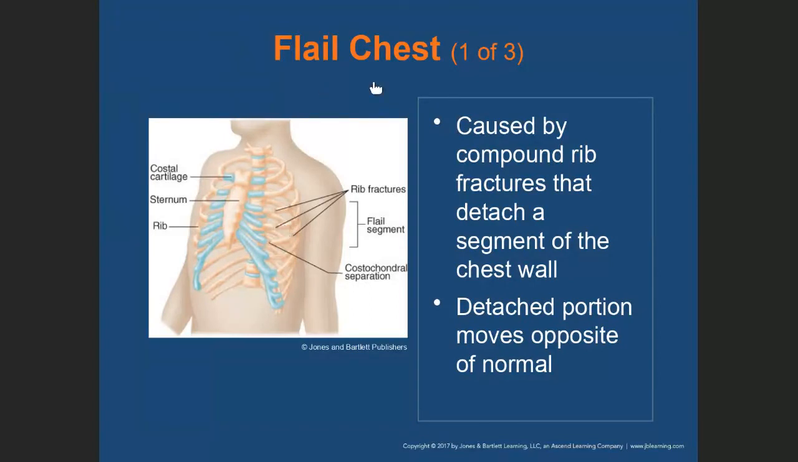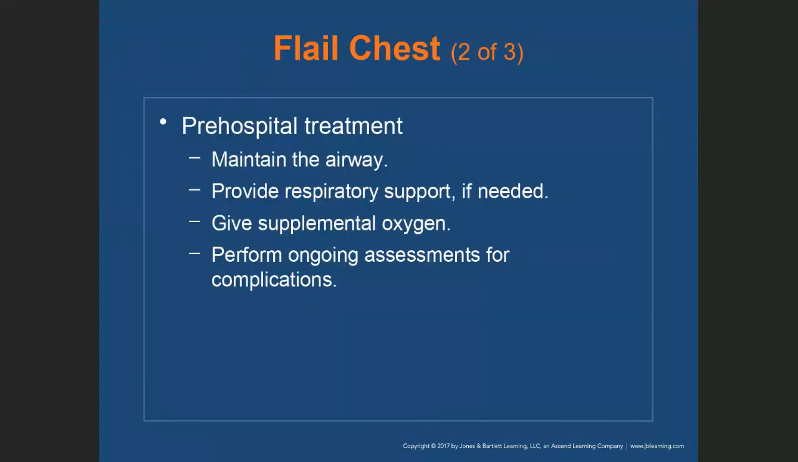So the flail chest is caused by compound rib fractures that detach a segment of the chest wall. The detached portion moves the opposite of normal, and your homework is to find out why it is moving the opposite of normal. Make sure you have a response for me tomorrow morning.